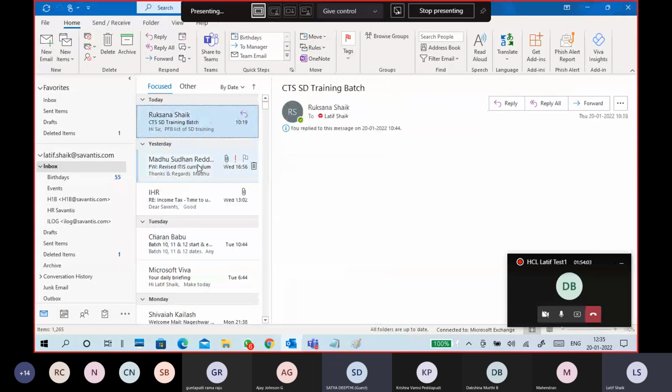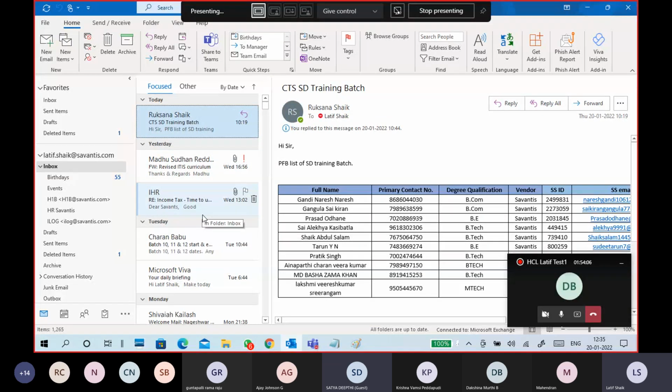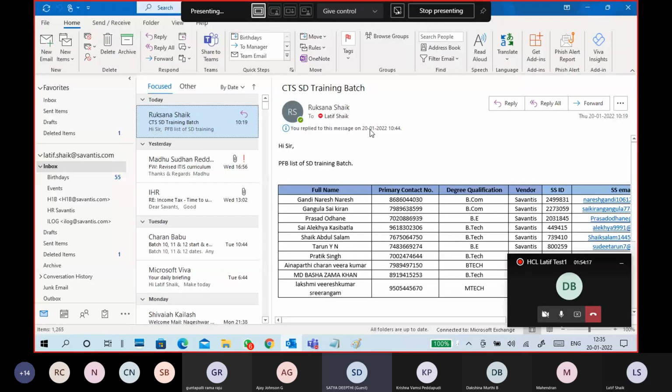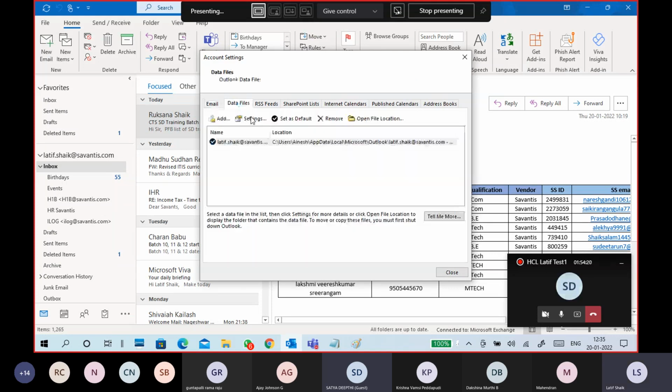Why? Because once I receive a mail, the mail is stored in my local PC only. You know where it is stored? The data file. This is the location of my mail file: users, username, AppData, Local, Microsoft, Outlook, and the mail ID .ost. So whenever I receive a mail, the mail is stored in this location.